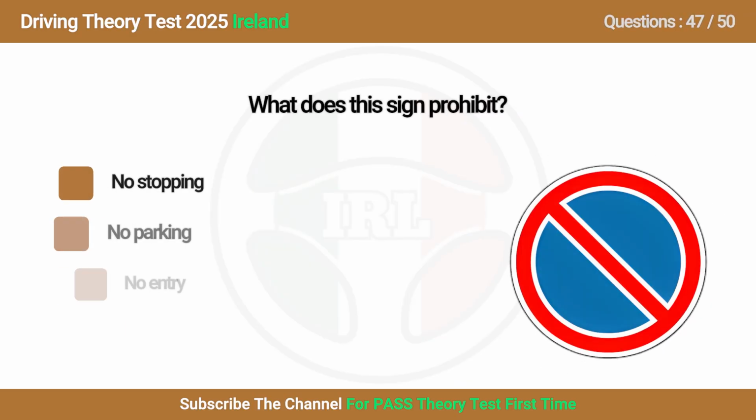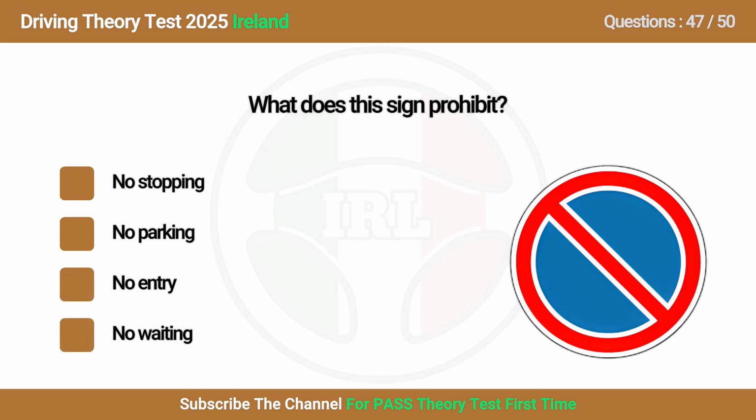Question 47. What does this sign prohibit? A. No stopping. B. No parking. C. No entry. D. No waiting.